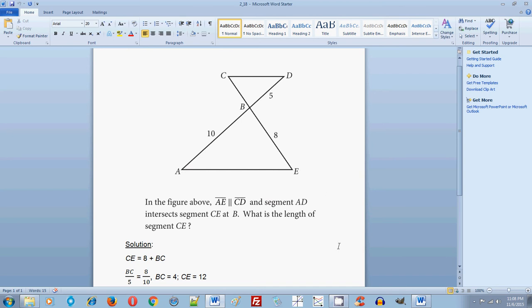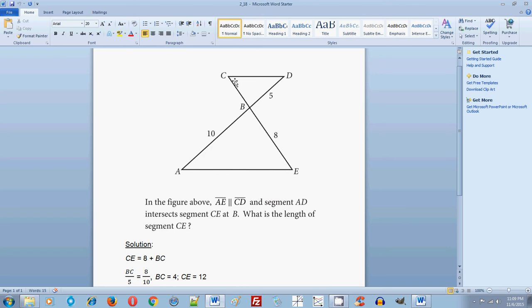Now that we know they're similar, we can say that BC, the unknown side that we're going to need to find, relative to BD is the same as BE relative to AB. And how do we know? Because we initially found the pairs of alternate interior angles.